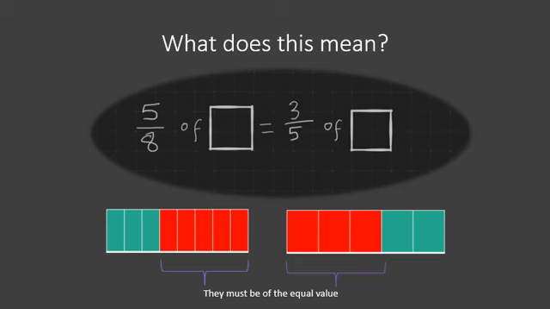I've got to understand what the question is actually asking me. It's saying that one whole is divided into 8 parts, 8 segments. 1, 2, 3, 4, 5, 6, 7, and 8. It's saying that I have got 5 of those slices. 1, 2, 3, 4, 5. So I have got here 5/8.